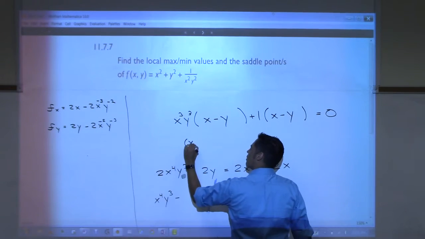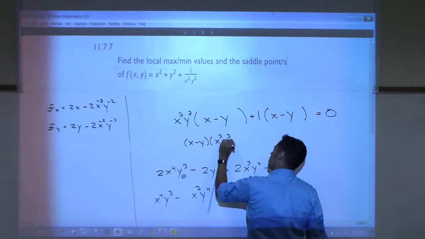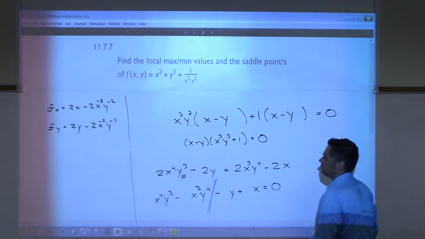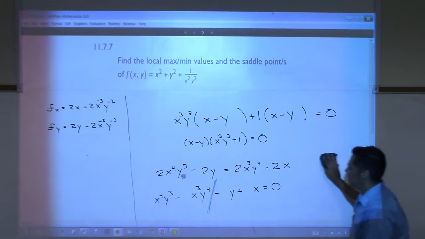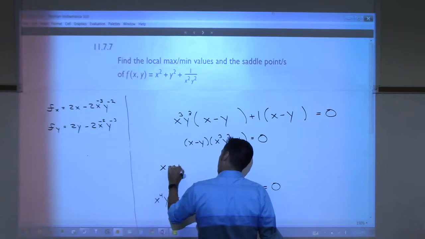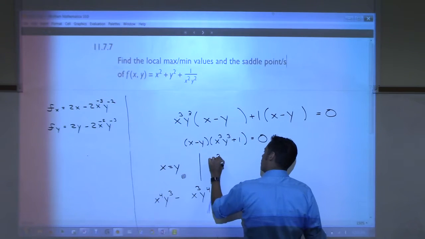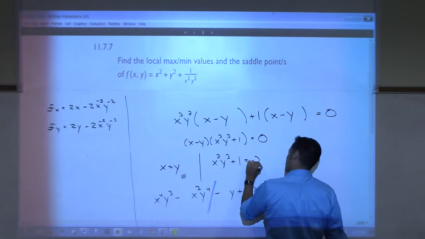And I have x minus y times x cubed y cubed plus 1 equals 0. Now set each one equal to 0. X is going to be equal to y. X must be equal to y is one thing. And the other one is that x cubed y cubed plus 1 must equal 0.